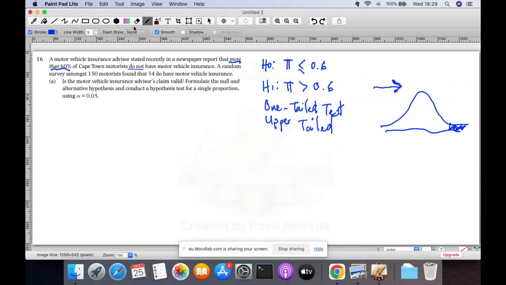Okay, right. Now, as before, I like to write whether it's H0 or H1 that contains the claim. Now, in this case, we have an insurance advisor that's making a claim, and the advisor claims that it's more than 60%. So this is where the advisor's claim is. It sits here. This is the advisor's claim. All right, that's step one done. Now let's go to step two. I've already started drawing the curve here. So this is step two, right?